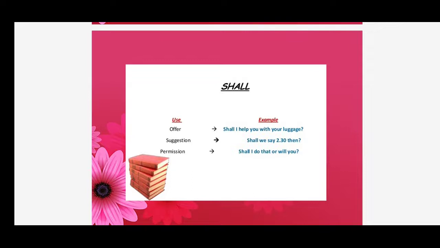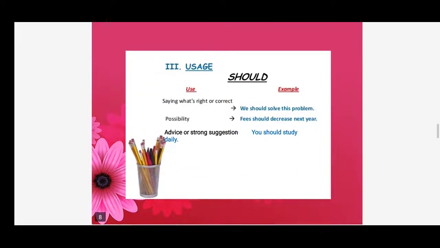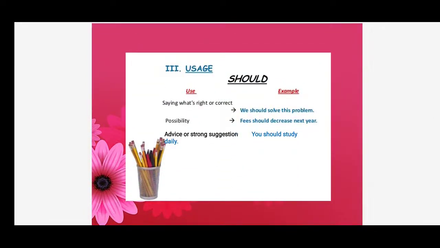One is giving suggestion. And for permission, shall I do that or will you? So here the person wants to take permission. Now next is should. So usage first we'll talk about.